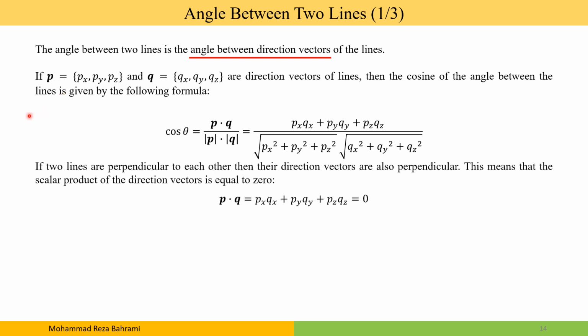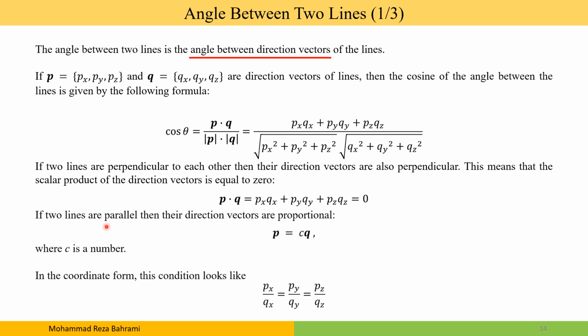If two lines are perpendicular to each other, it means that their direction vectors are also perpendicular. This means that the scalar product of the direction vectors is equal to 0. And if two lines are parallel, then their direction vectors are proportional to each other. So here in this expression, C is a number. And we can write it in the coordinate form as a proportion.